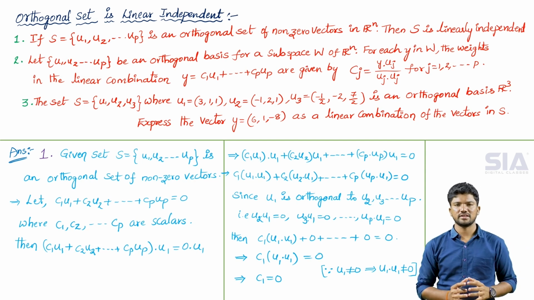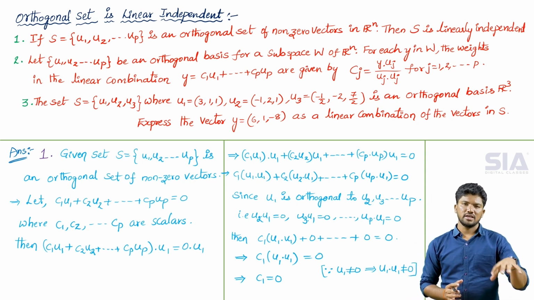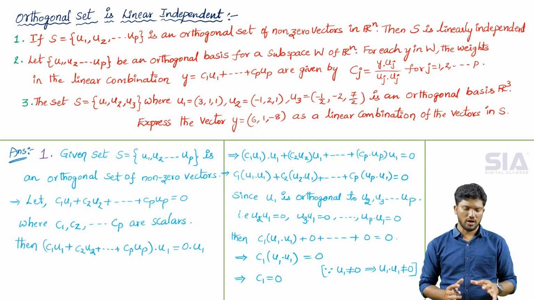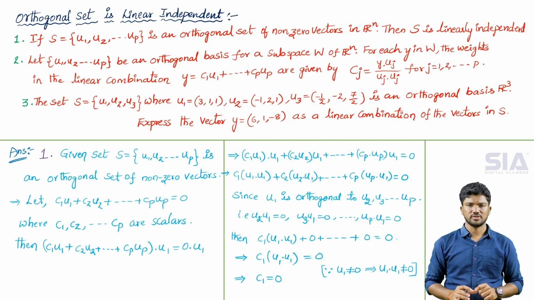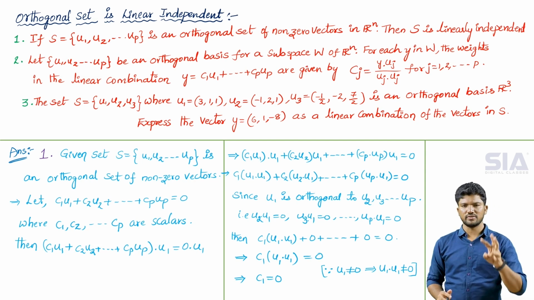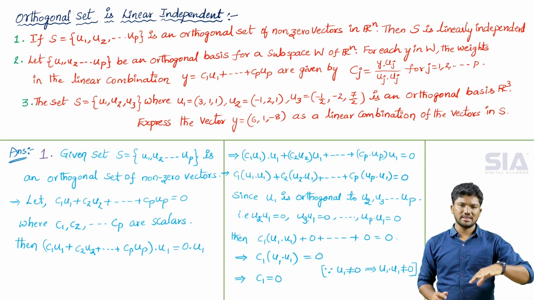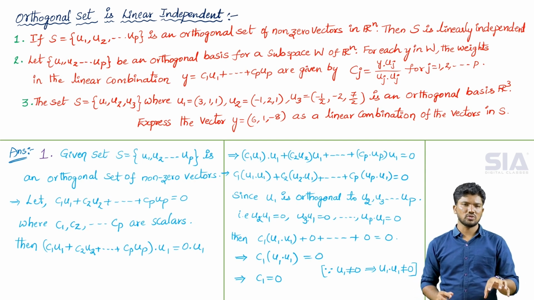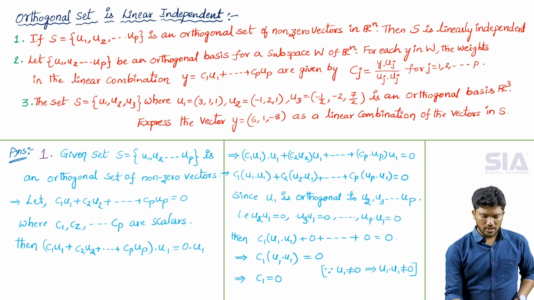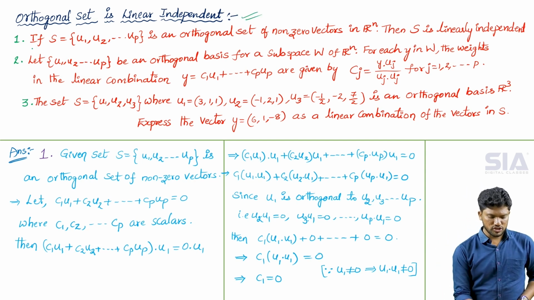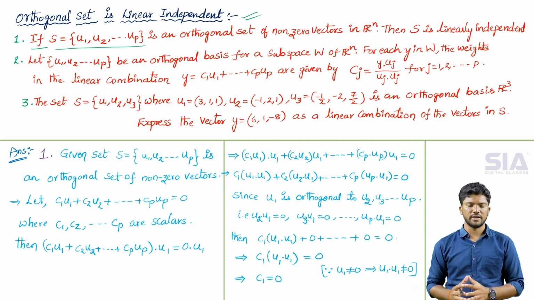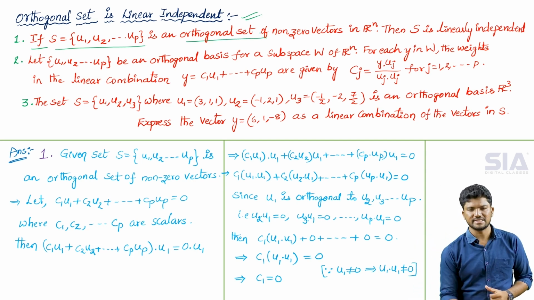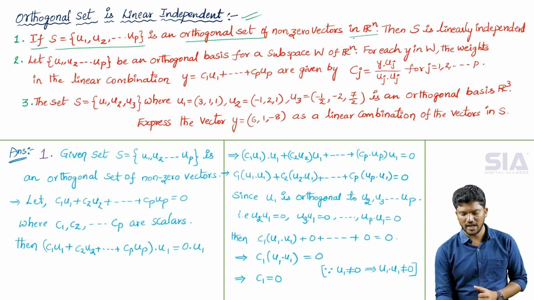Whatever we discussed in the previous lecture, that an orthogonal set is linearly independent, or the vectors in an orthogonal set are linearly independent vectors, we have to prove that condition. In this lecture we have three problems, all related to orthogonal sets, and the vectors in an orthogonal set are linearly independent. So observe the statement first of all. First question: if capital S is equal to u1, u2, up to u suffix p, is an orthogonal set of non-zero vectors in Rn.